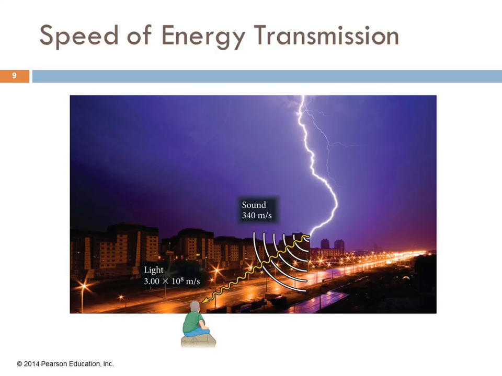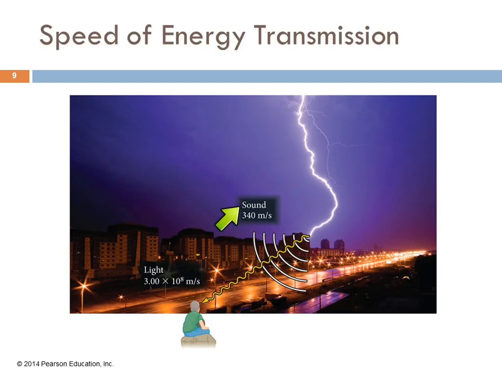Light travels faster than sound. This is why when you see fireworks, you see the flash and then you hear the crack of the explosion. When we see lightning, you see the flash and then later you hear the sound of the thunder. It's because of the difference in the speed.